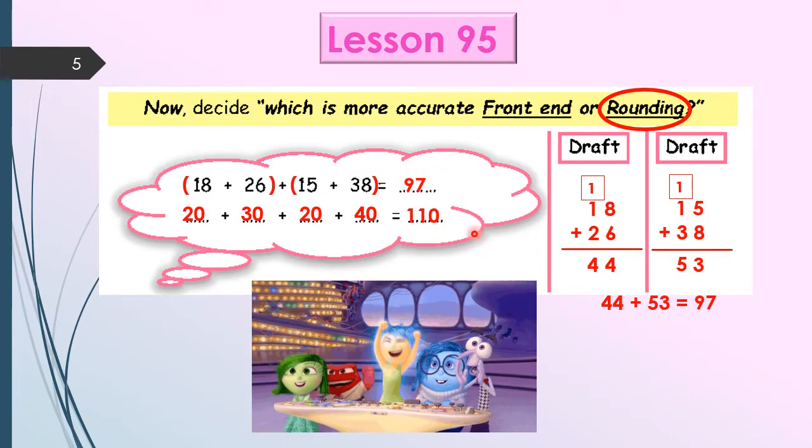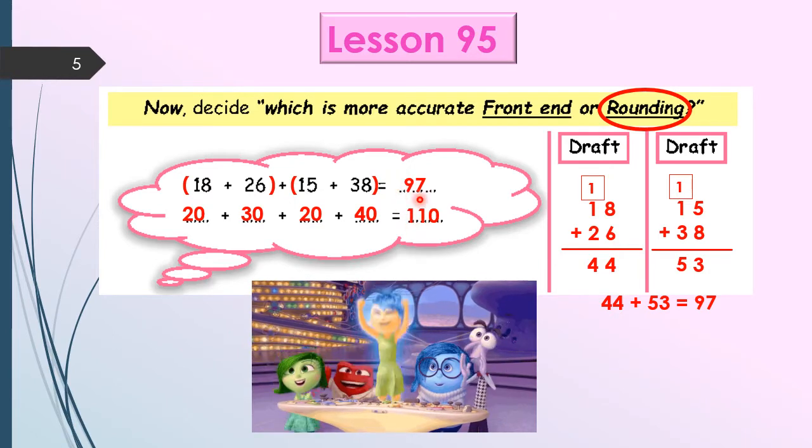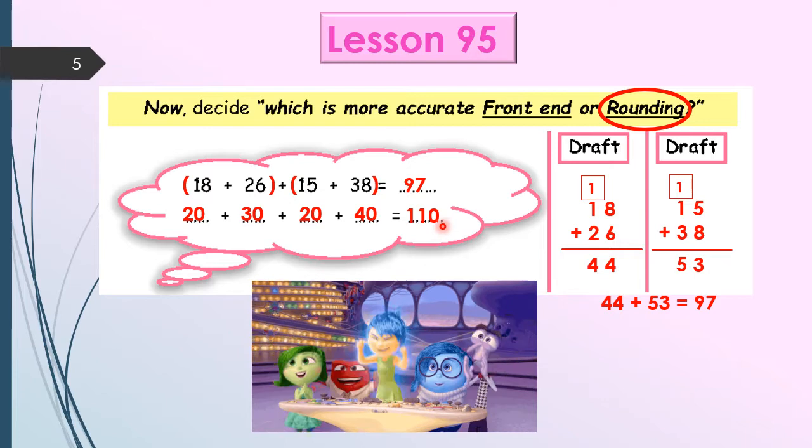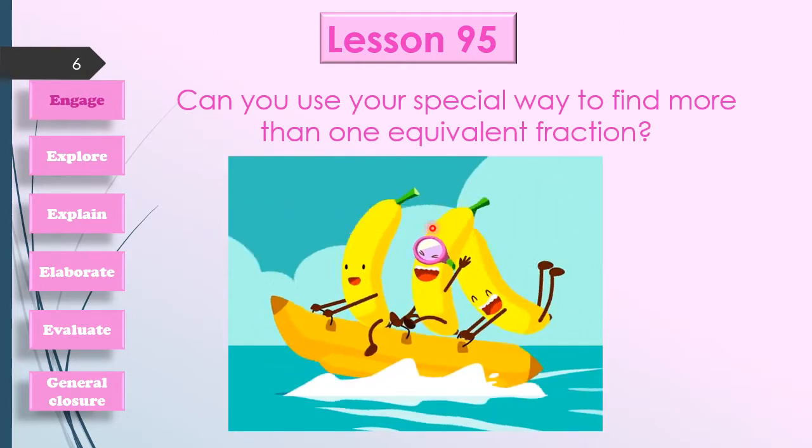97 and 110, they are near or far? Yes, they are near because I look here at the hundreds place. 97 and 110, they are near in hundreds place. Thank you. Now, let's go to our lesson.